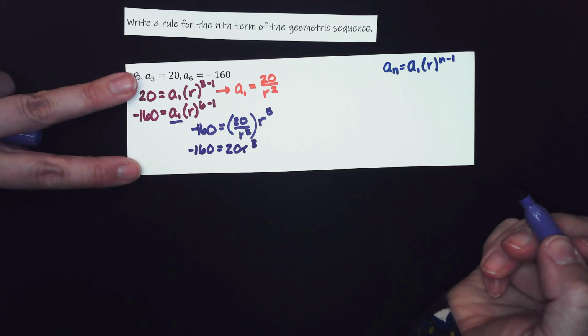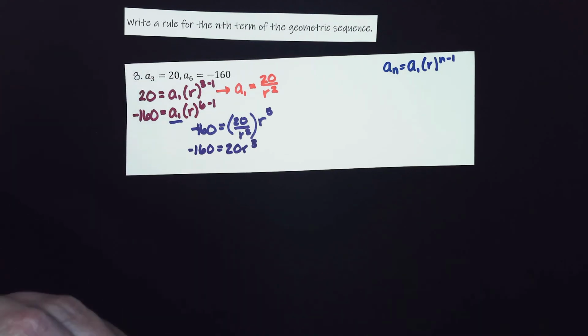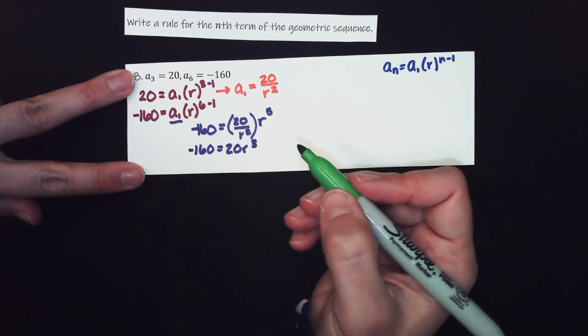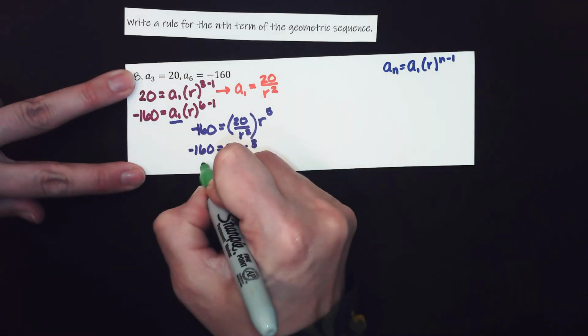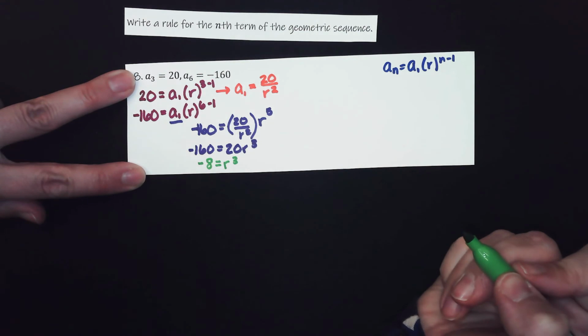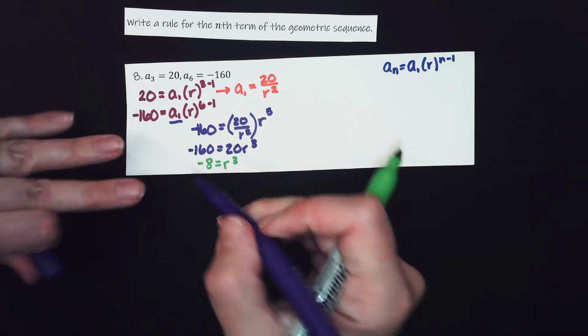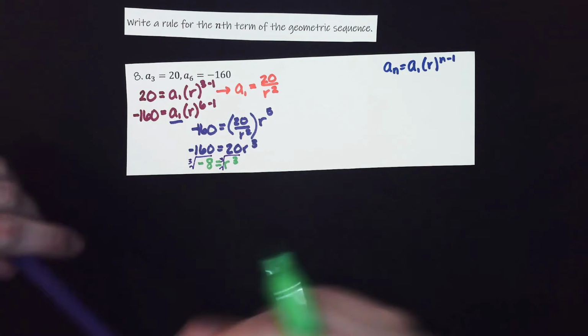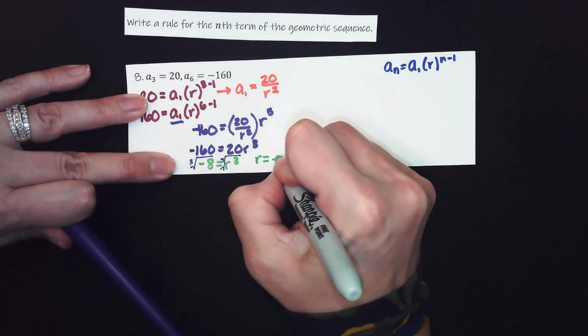And then it's a matter of solving for r. This marker's bleeding, so I'm going to switch over to a thinner pen here. Okay, so I'm going to divide by 20. So I get negative 8 equals r cubed. Cube root both sides. So we solve for r, and we get r equals negative 2.